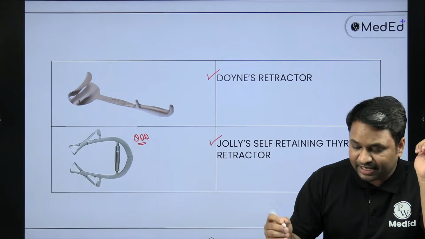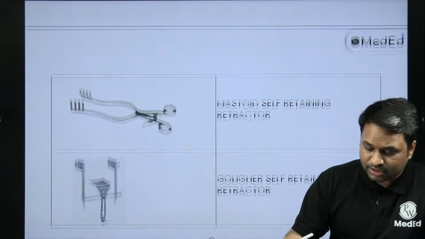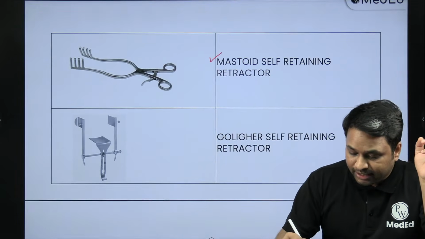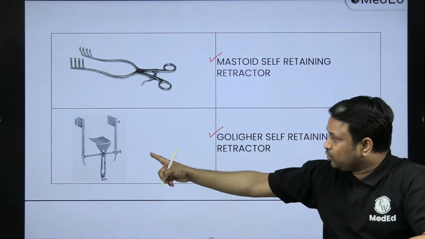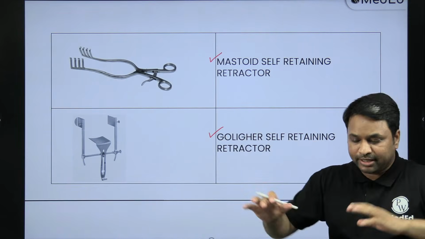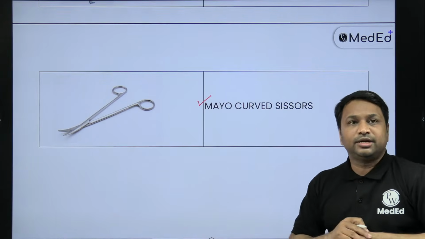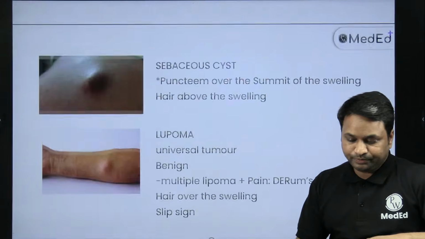It is a Joll self-retaining retractor for thyroid surgeries. This is your mastoid retractor for all your facial surgeries. Gallagher's is a self-retaining retractor. You have screws, you just put it in the abdomen, and it splits open. Mayo curved scissors are tissue cutting scissors that we use.